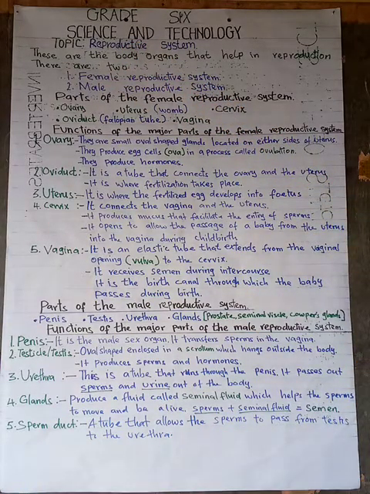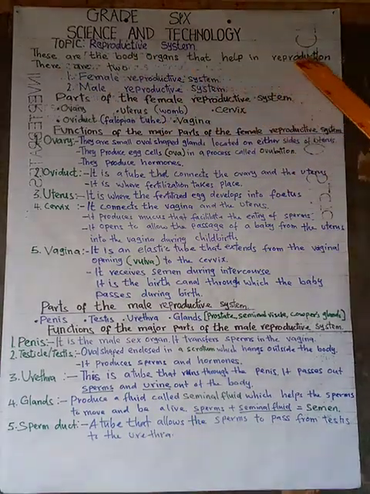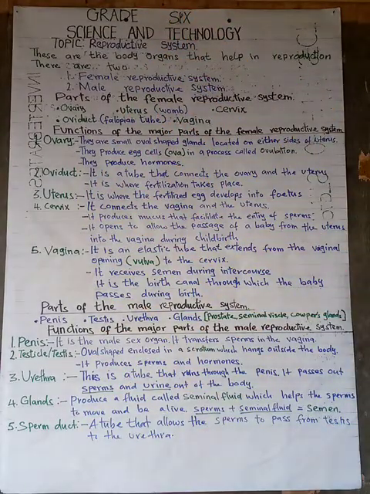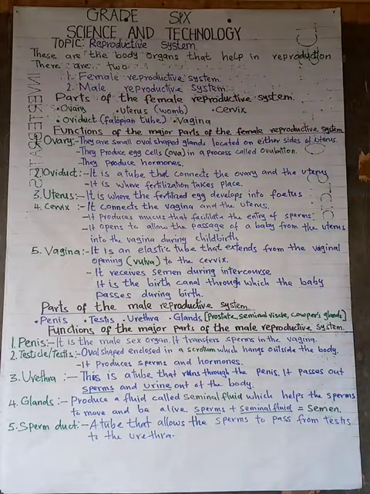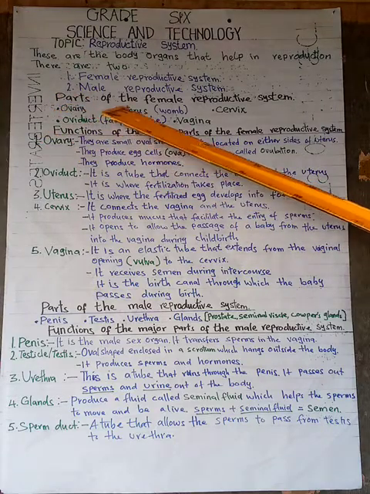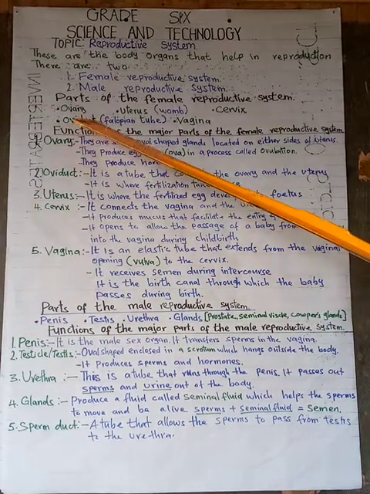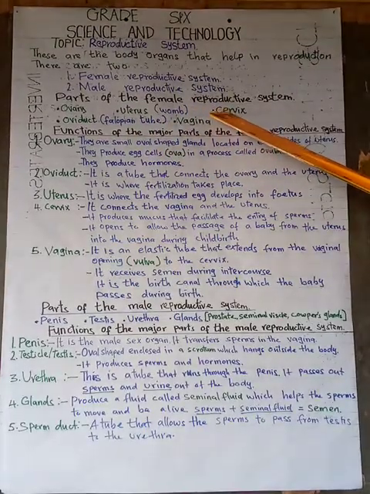The reproductive system are the body organs that help in reproduction. There are two reproductive systems that we are going to look at: the male and the female reproductive system. The parts of the female reproductive system are the ovary, oviduct or fallopian tube, womb, cervix and vagina.